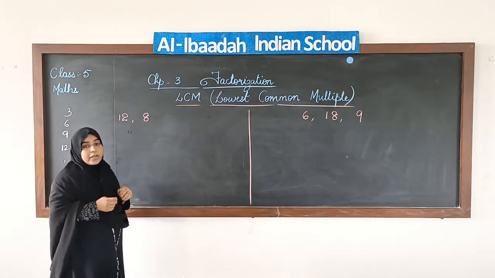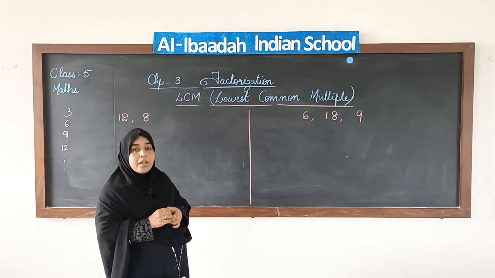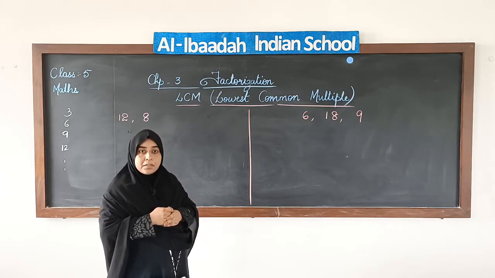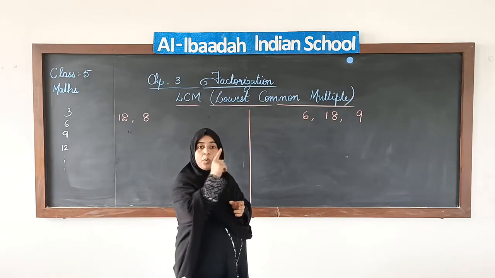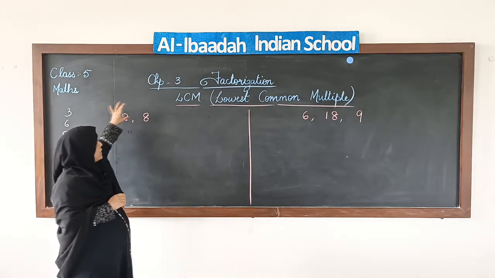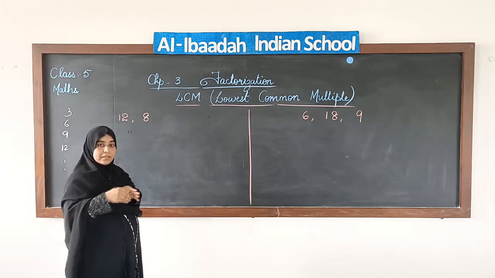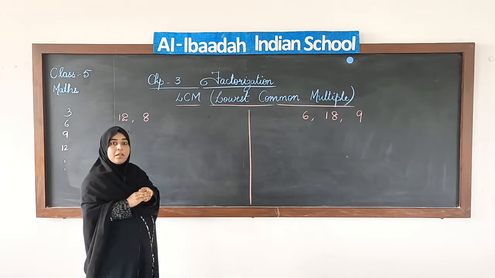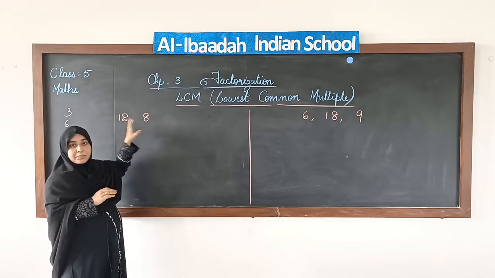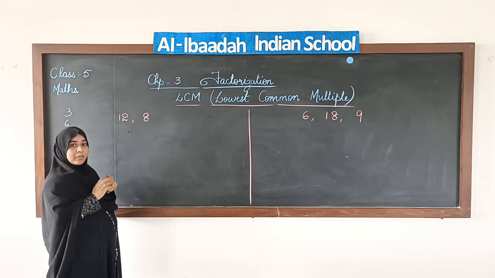Now for that we are going to use the division method again, but there is a slight difference from what we did for HCF. If you remember the HCF division method, we were doing one number at a time. We did division method for 12 and then for 8, and then we took out the common prime factors and got HCF. But in LCM, we are not going to do separate divisions, we will take the numbers together. So just see how we do the division method for LCM.